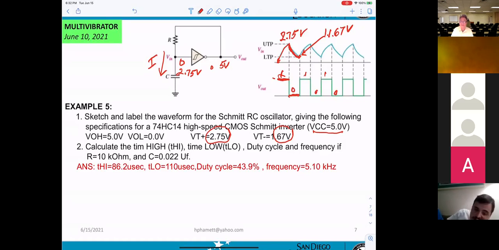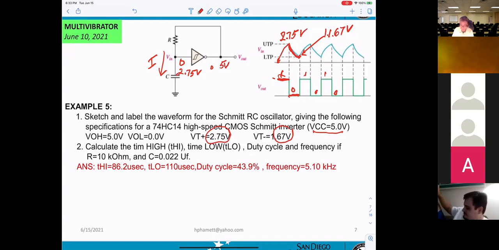Okay, now you can change the frequency by changing the value for R and C. So what they want to do here is calculate the time high, T high, and the T low. That means how long it is high or how long it will be low. Then also the duty cycle and the frequency. They give you R equal 10K and C equal 0.022 microfarad.